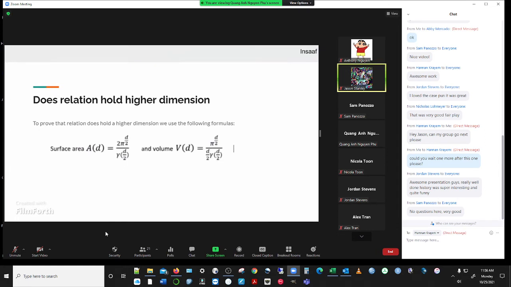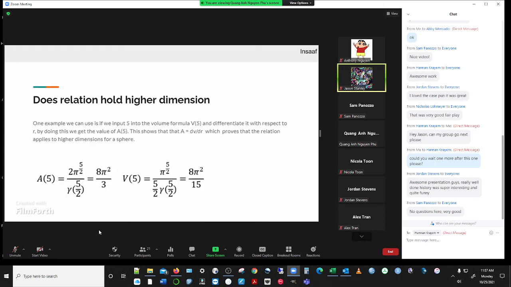To answer the question of whether the relation holds for high dimensions, we look at the following formulas. It is important to consider that d equals the number of dimensions in these formulas. So we have the surface area and the volume. It is also important to consider that these are unit spheres and don't show the radius r. So the volume grows as r to the power of d. So if the dimension was equal to 4, it would be r to the power of 4, and if the dimension was 5, it would be r to the power of 5.